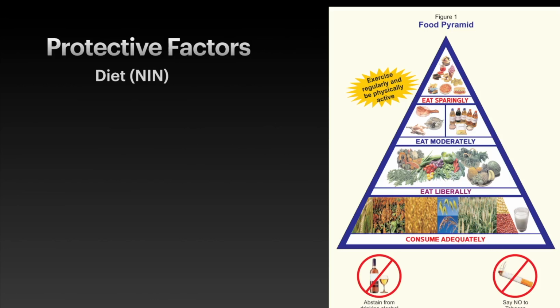Abstain from drinking alcohol and say no to tobacco. Whatever we are eating should be in proportion to this food pyramid. Whole grains, milk and rice should be consumed adequately and should make the larger portion of our plate. Eat liberally: green leafy vegetables and fruits should be eaten liberally. They should make a large part of our dish, and whenever possible, be eaten fresh.